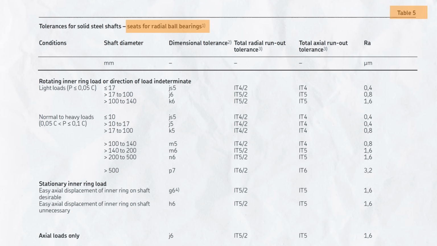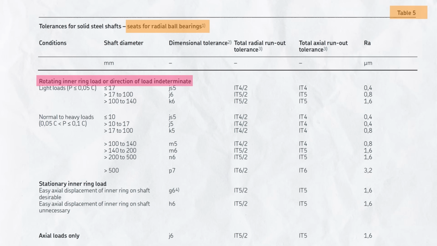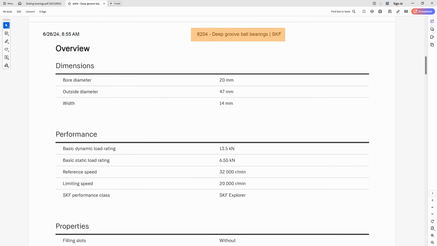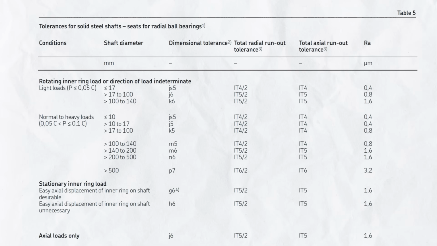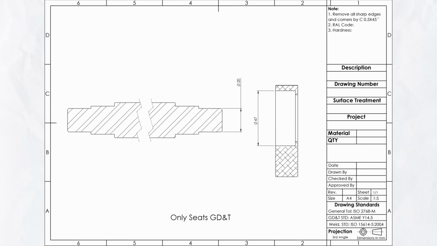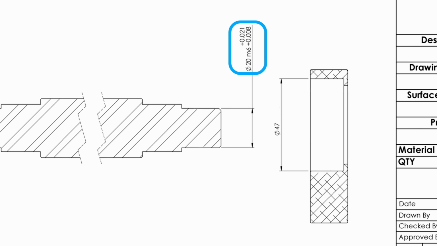Now refer to the recommended fit table for the shaft seat, table number 5. First choose the right condition. Our condition is this first one, rotating inner ring load, right here. And our load is normal to heavy, as 0.074 C lies between 0.05 C and 0.1 C. And our bearing 6204 inner ring diameter is 20 mm, so this will lie in this row, 17 to 100 mm. The recommended fit for the bearing seat on the shaft is K5. And if we apply this fit over the 20 mm shaft seat, the tolerance will be plus 0.002 to plus 0.011.